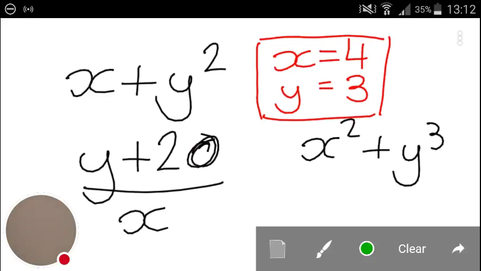So let's take the first question and then we work on from there. So here we have x plus y squared. We said x is 4 and y is 3. So x is 4 plus, now y is 3, so that's 3 squared.